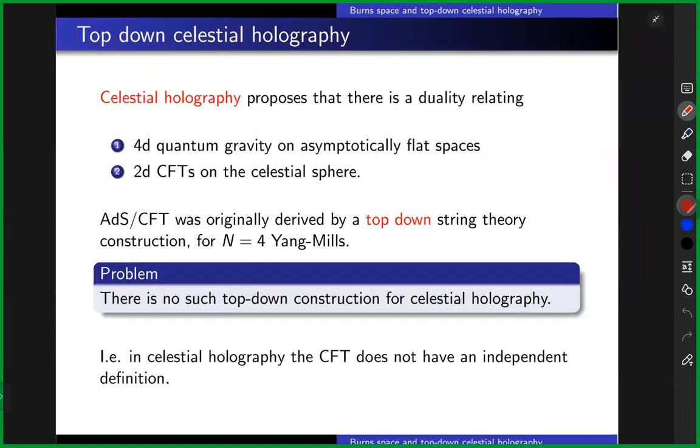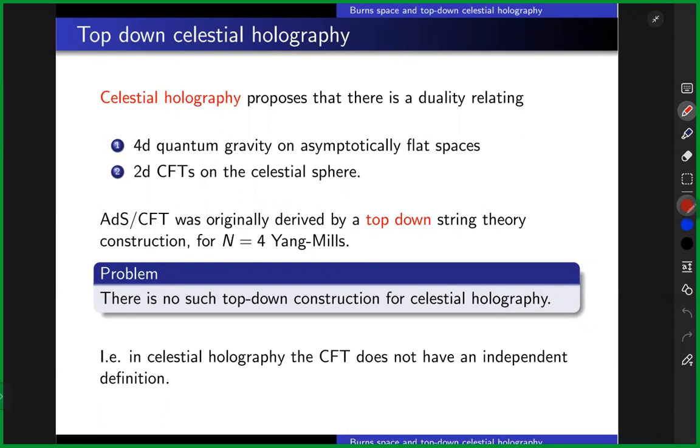We've been studying celestial holography, and one problem there is that, as Andy was saying, the idea is you're supposed to be able to relate four-dimensional quantum gravity in asymptotically flat spaces with CFTs on the celestial sphere. To get a really good understanding of this, we would like to start in a place similar to the original understanding of AdS/CFT. So Maldacena derived AdS/CFT by starting with this beautiful string theory construction.